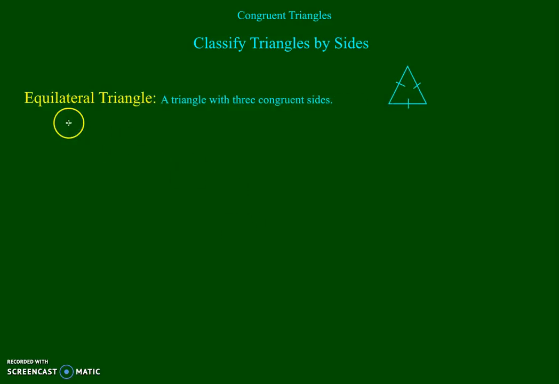To start with, notice how you spell equilateral. It's E-Q-U-I, equi, not equal. Even though equi means equal, it's spelled equilateral. Lateral means side, so equal side. So an equilateral triangle is a triangle with all three sides congruent.